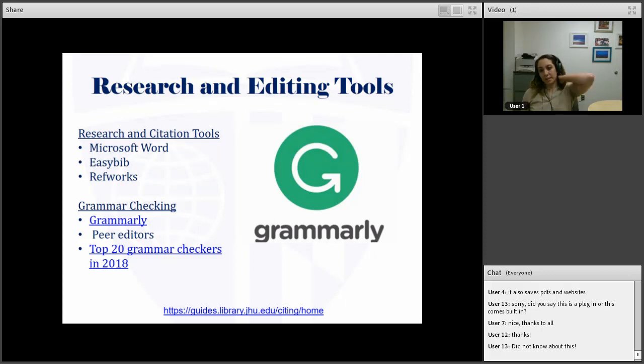Okay, now you can find EasyBib and RefWorks on the library's website, where I have provided a link at the bottom of the screen. Grammarly is also a great free tool that will assist you with checking your grammar. You can download it as an extension for Chrome and as an app. If you are taking classes on the Homewood campus or happen to be able to go to Homewood campus, you can use their Writing Center as well. You can email me afterwards for that information if you'd like.